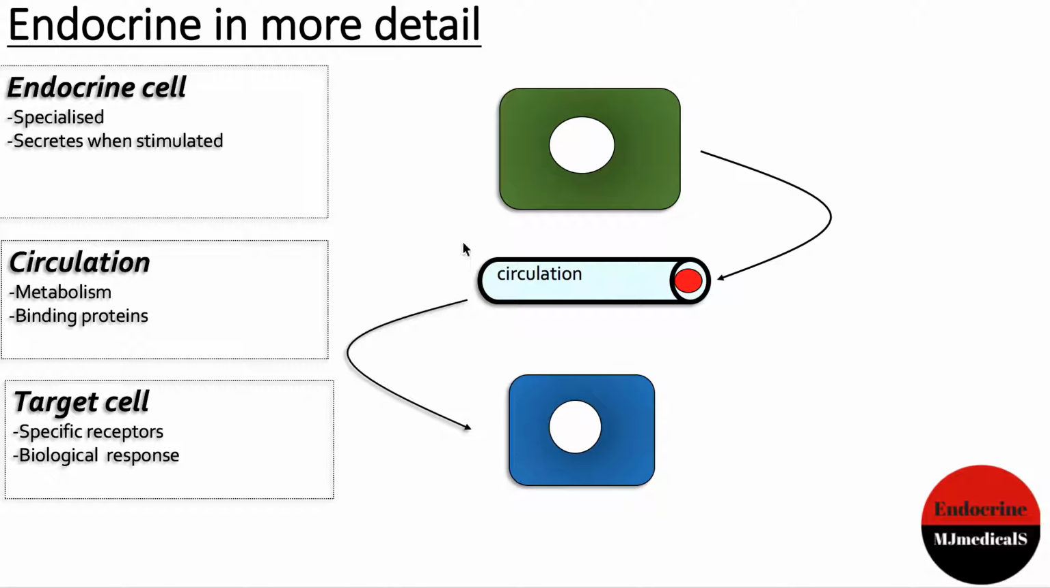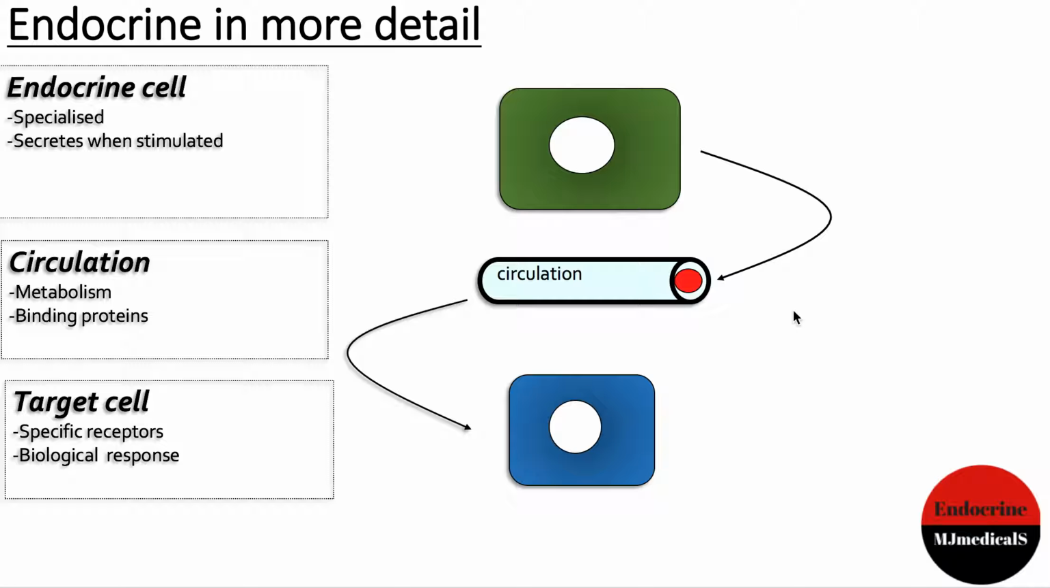So here's another simpler view. The endocrine cell, this is the starting cell here, which I'm pointing to now. That cell releases a messenger molecule. This then travels through the blood circulation, and when it travels through the blood circulation, various things can happen, such as it can bind proteins, and then it undergoes metabolism when it reaches the liver, and then from the blood circulation it reaches target cells, where it acts on target cells via specific receptors.